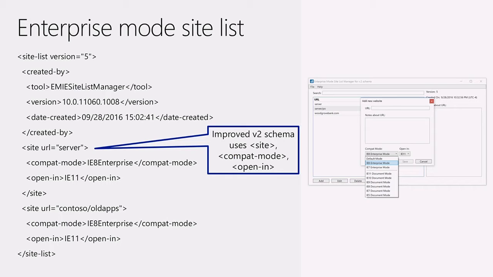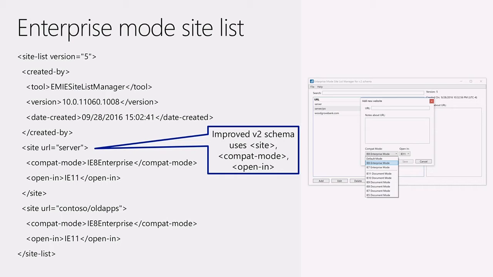This is a little bit easier, by the way, than the original schema that we came out with in 2014. This new schema is supported by IE11. If you've taken the cumulative security updates from June 2016 or later, then your environment can use this new V2 schema. And the V2 schema basically uses a site tag.